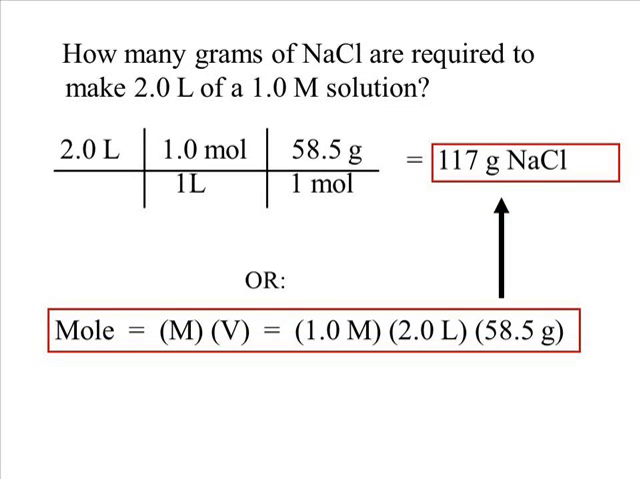How many grams of sodium chloride are required to make a 2-liter solution that's 1 molar? So once you work enough of these problems, you will say, for the top problem, I need to make 2 liters, so that's what I start with. The molarity that I want is 1 molar. So 1 mole in 1 liter is my next conversion factor for that problem at the top. And then I need to turn that to grams, so 1 mole is 58.5 grams of sodium chloride, and I get 117 grams of sodium chloride. The bottom method is molarity times volume in liters, and then times the molar mass.